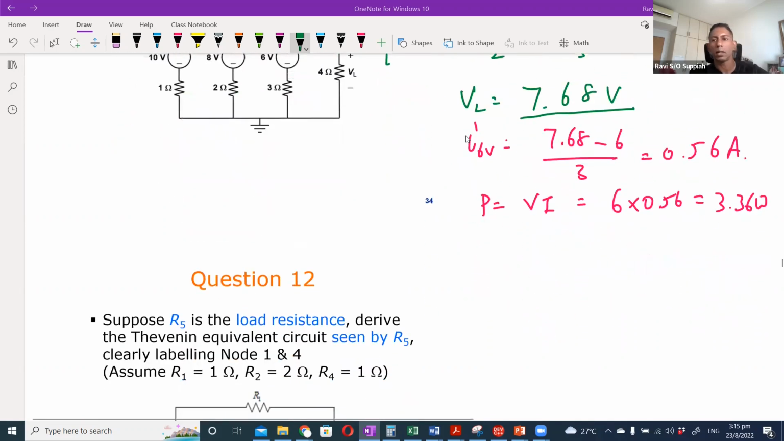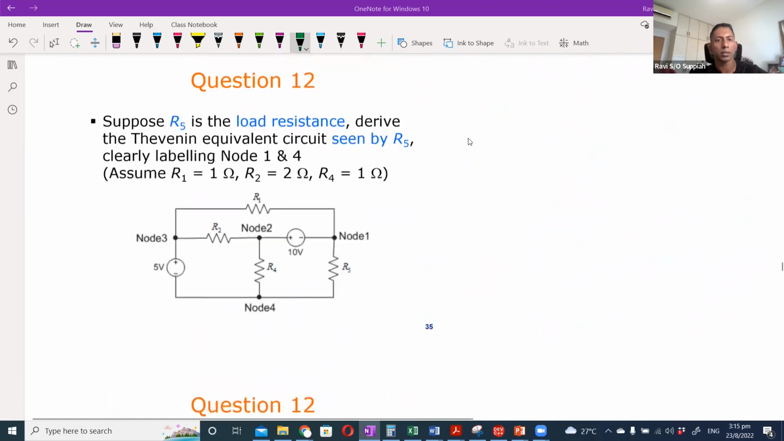Okay, so let's go on to the next question. In this case, we are coming up with a Thevenin's equivalent circuit seen by R5. To solve Thevenin equivalent basically means that you want to take any complicated circuit and simplify it to a very simple circuit with a single Thevenin's voltage and Thevenin's resistance. So let's do Thevenin's resistance first.